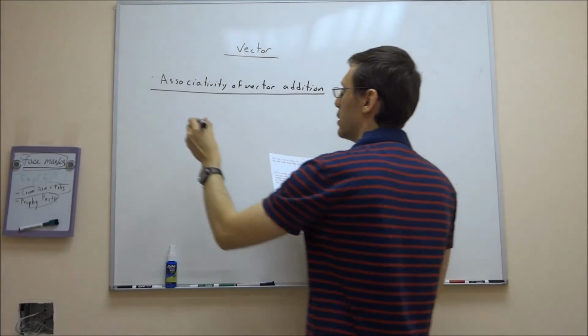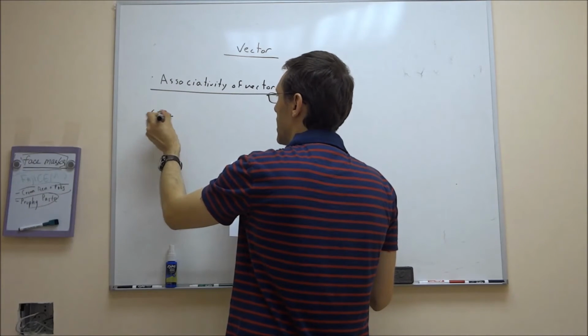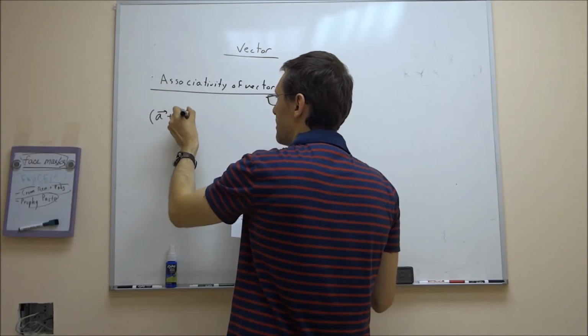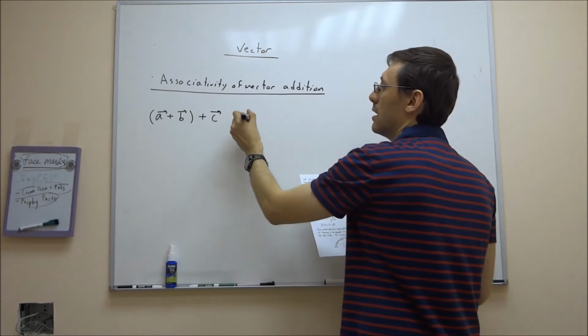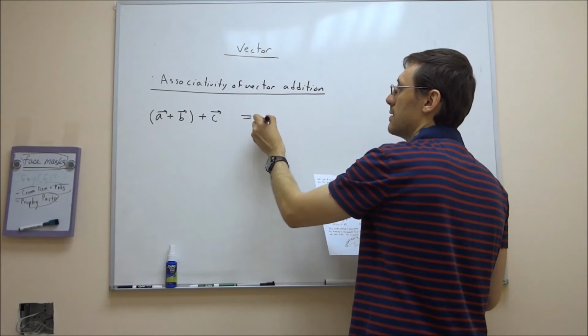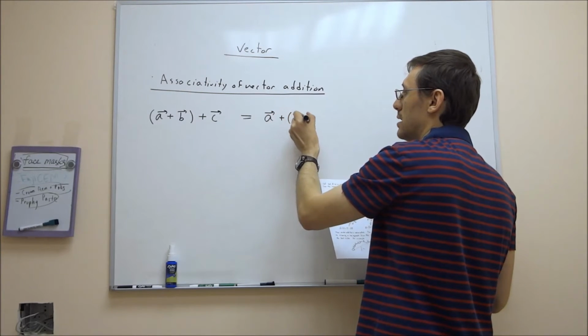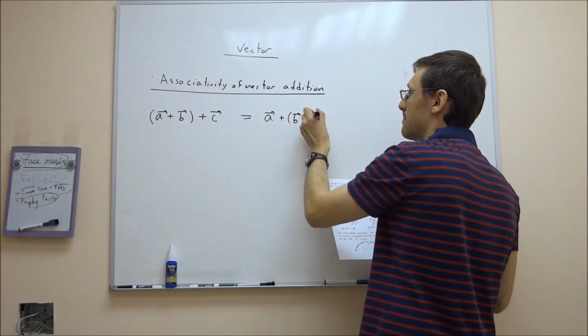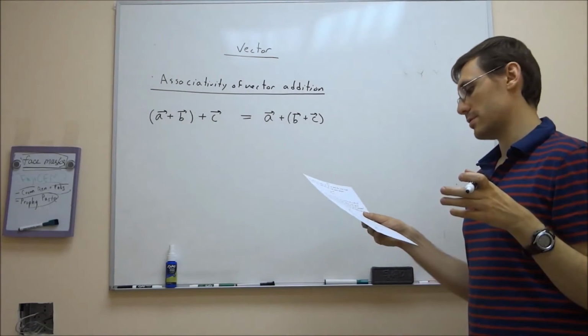So associativity of vector addition is, well, suppose I first add A and then B, and to that I add another vector C. This should be the same as if I take A and I first add B plus C. So it doesn't matter, in other words, in which order you combine the vectors.